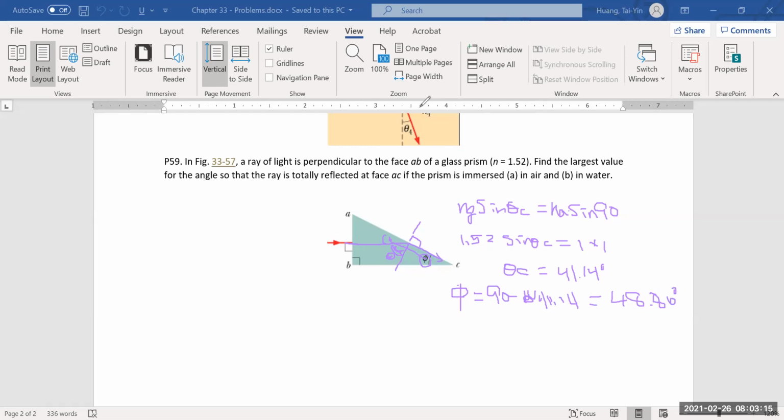Now for part B, you will do exactly the same thing, except that now instead of in air, it is in water. So you still set up the equations like this. You still have n_g, the index of refraction of the glass, times sine of the critical angle, that is equal to now n_w and then sine 90 degrees. So you still have 1.52 times sine of theta c equal to the index of refraction of water, which is 1.33. So instead of 1, I will use 1.33, and I still have my sine of 90.